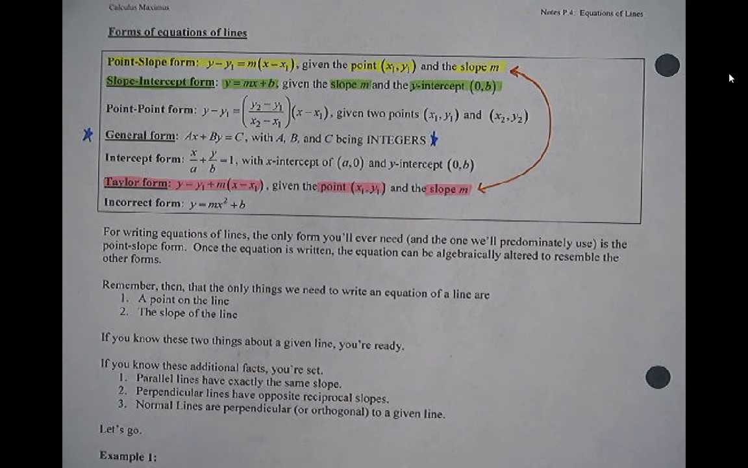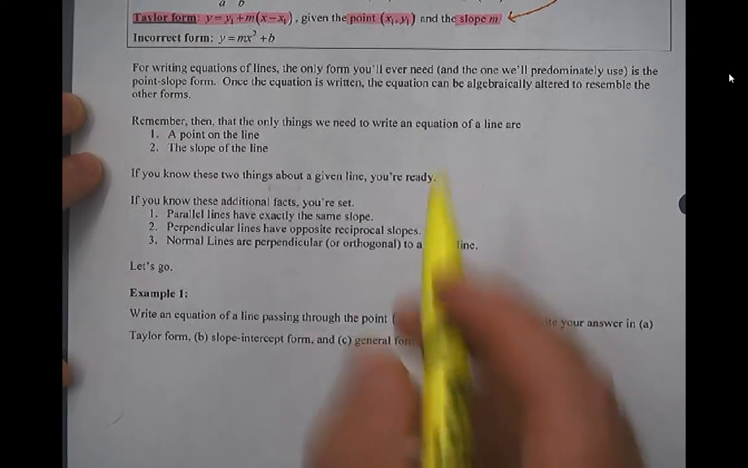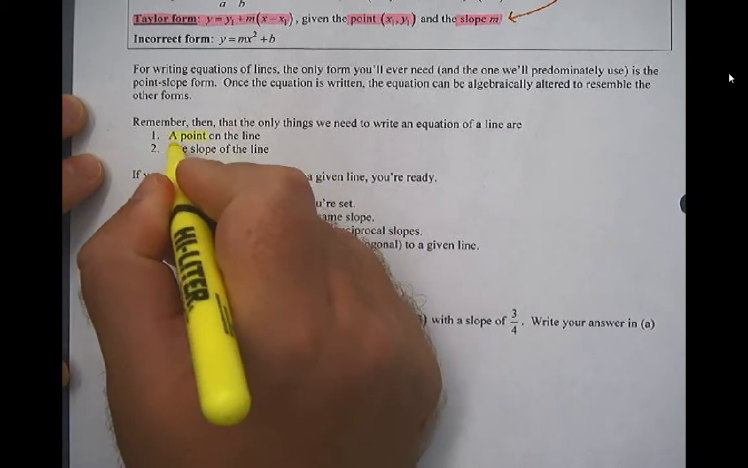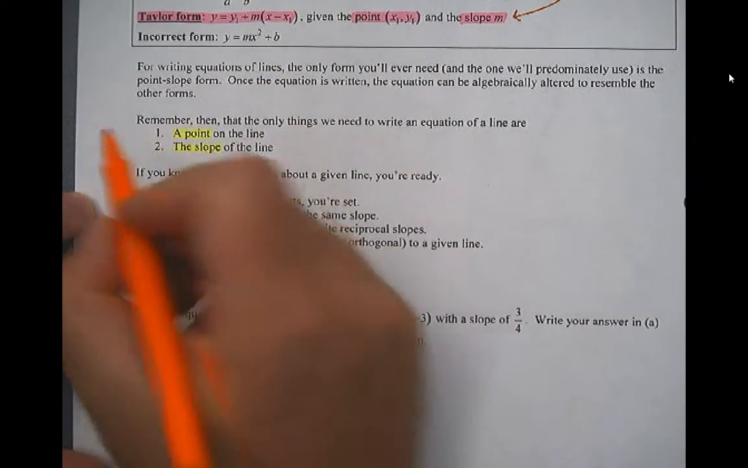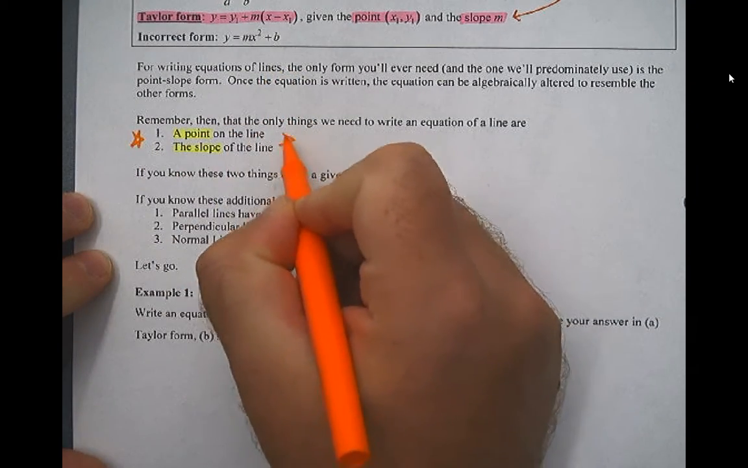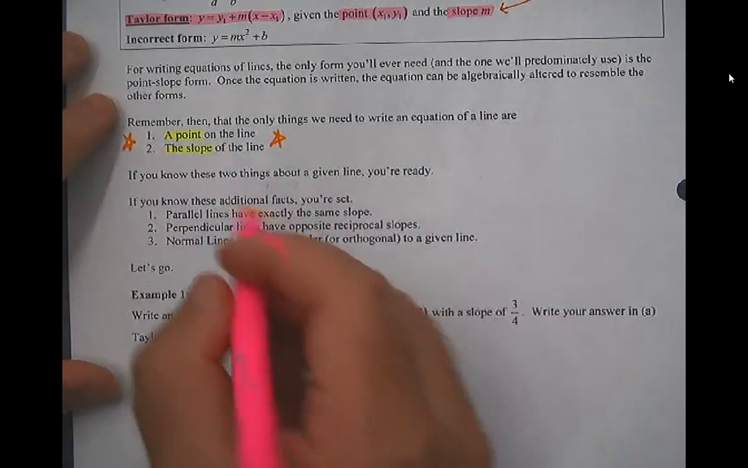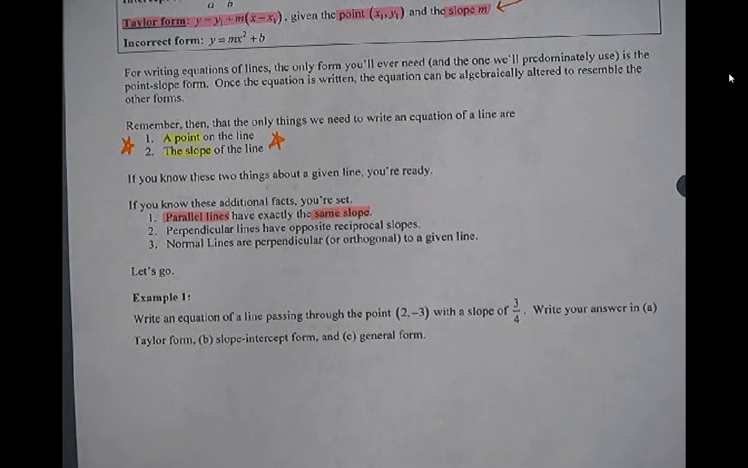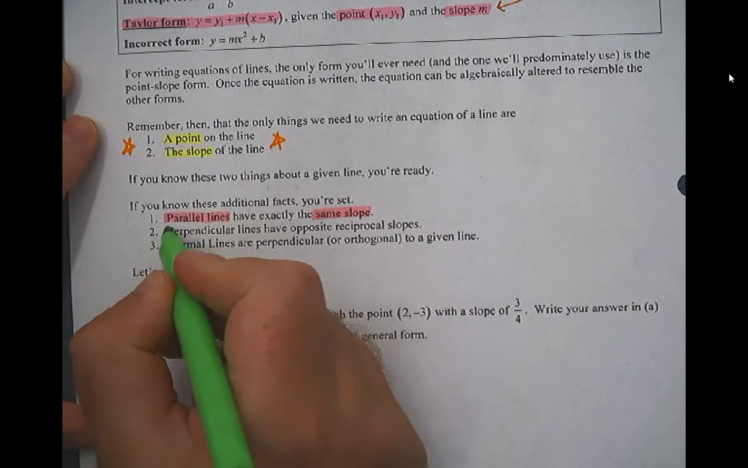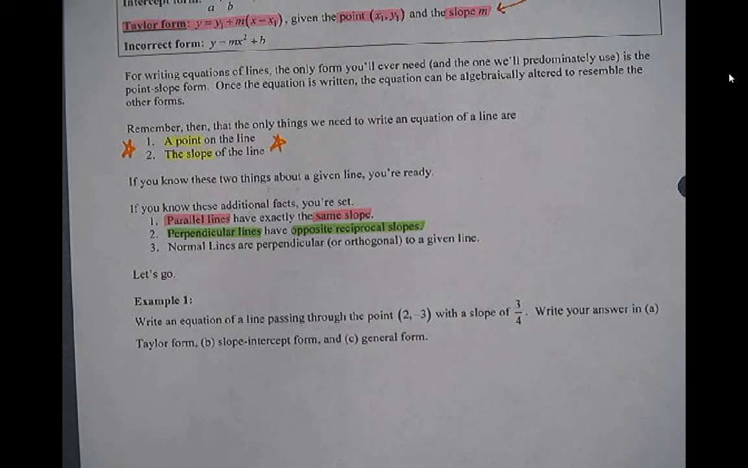Now here's the biggie. Remember, there are only two things you need when it comes to coming up with the equation of a line. You need a point and the slope. That's it. Anytime you want to come up with the equation for a line, you need the point, you need a slope. A couple of things that are worth remembering. Parallel lines have the same slope. Perpendicular lines have opposite reciprocal slope. And then normal lines are perpendicular.